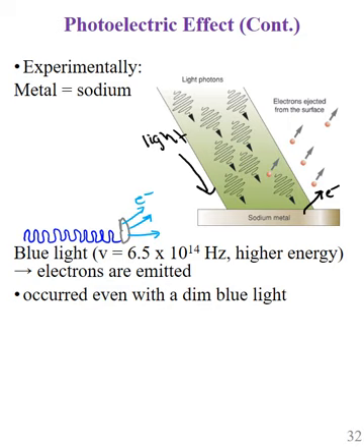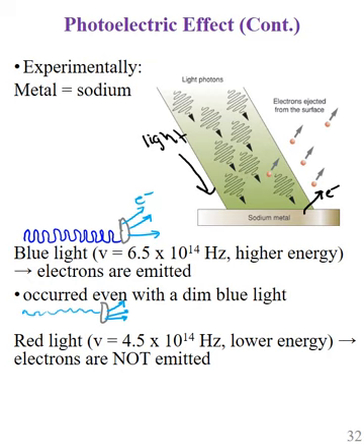Now this occurred even with a dim blue light. Okay, so that means with a dim one, it's not going to be as bright anymore, but you still have the same wavelength. It's just not going to be as tall. So when it hits the metal surface, you still get the same amount of electrons being ejected.